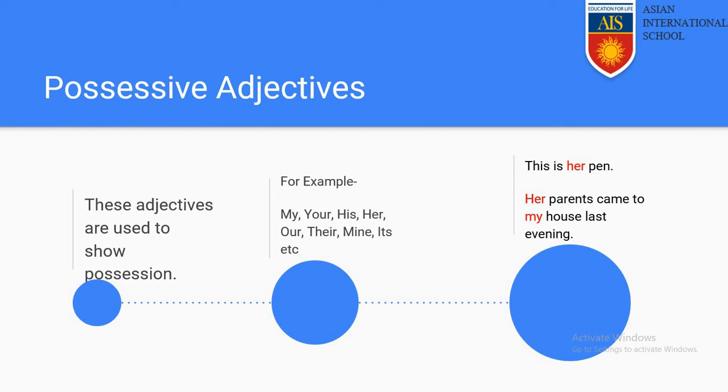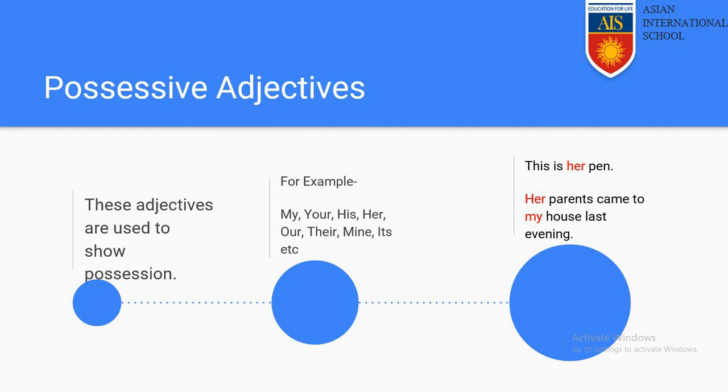Next is possessive adjectives. Possessive means when a person owns something. The act of owning is called possession. So these possessive adjectives are used to demonstrate someone's possession, or if someone is owning something, to show that we use possessive adjectives. For example, my, your, his, her, our, their, mine. All these are possessive adjectives.